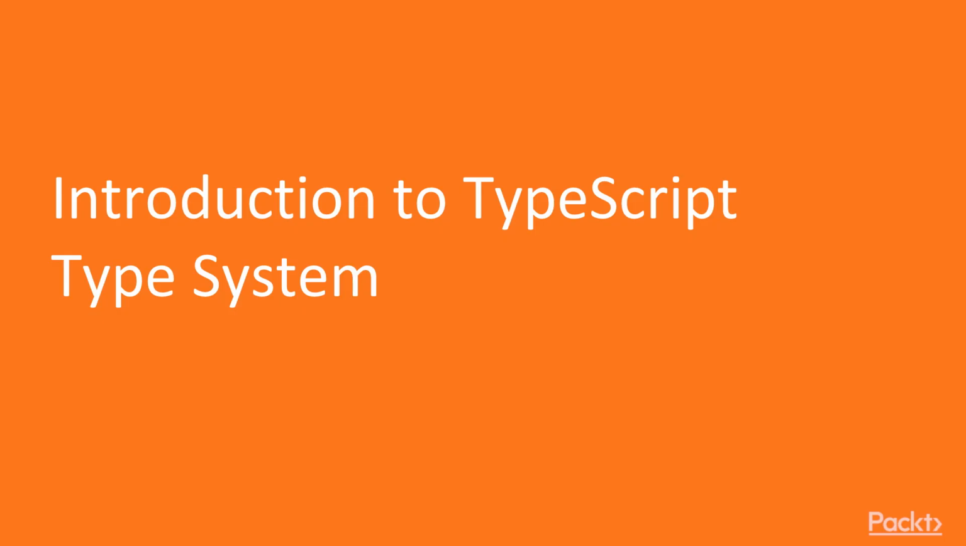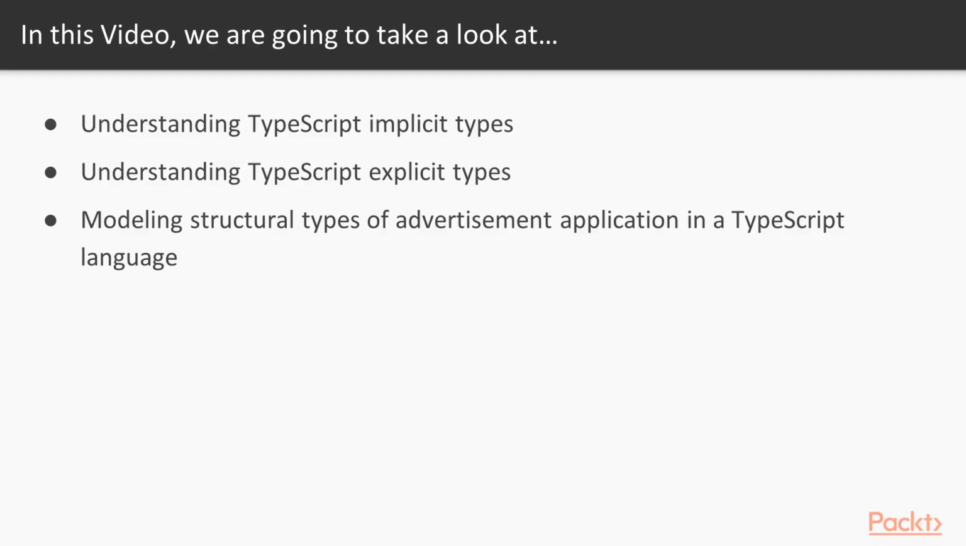And this is the first video of our second section. In this video there will be an introduction to the TypeScript type system. Firstly, we will be understanding TypeScript implicit types. Those types are inferred by TypeScript but are not needed to be written by the programmer. On the other side of the fence, we have TypeScript explicit types. Those types are written explicitly by the programmer. At the end, we will try to model a structural type of an advertisement application in TypeScript, so we will try to create a model of our application that will be type safe.